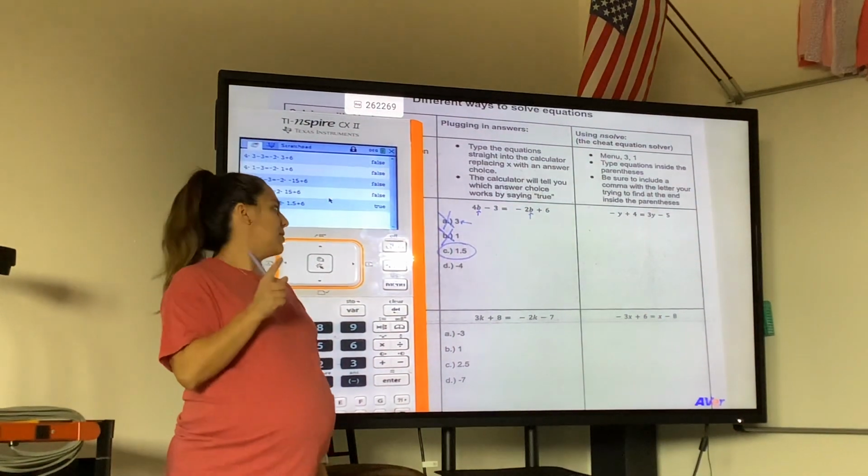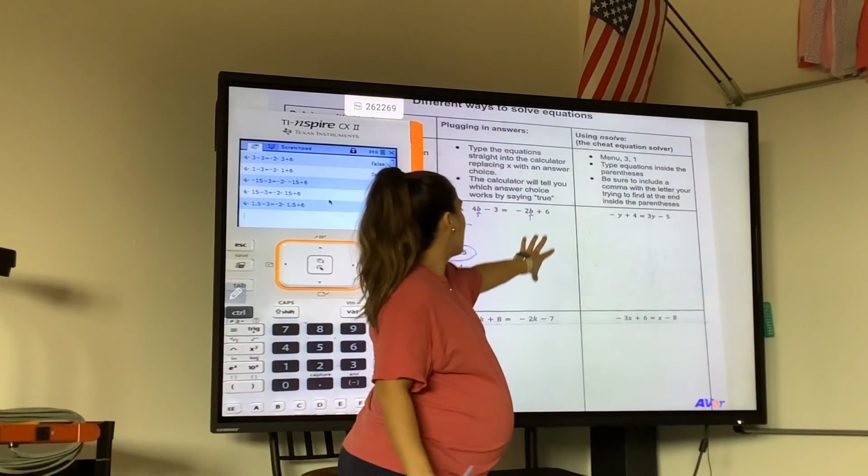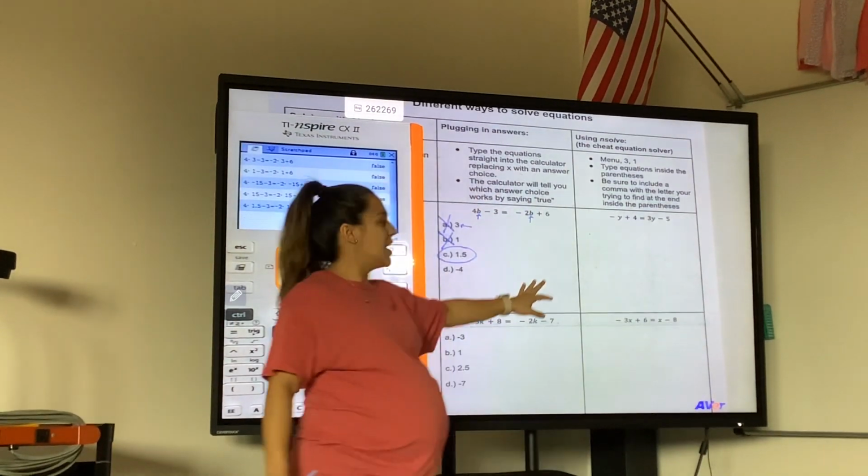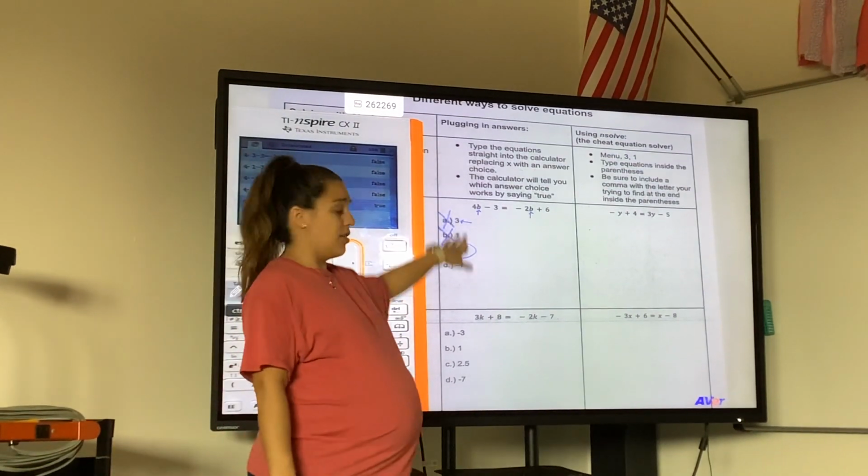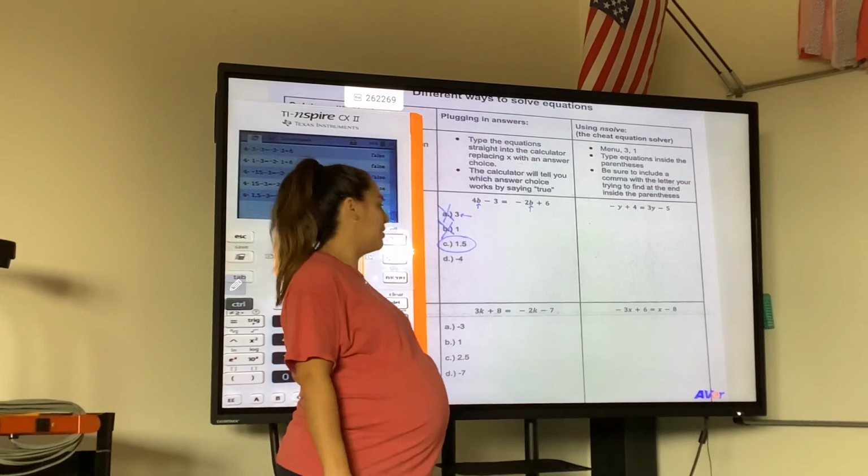On your homework, on your independent practice, there is a problem right here, and it looks so much like this one. Even the answer choices are the same. It was my fault. I did not fix the answer choices. They are wrong. So, yeah.